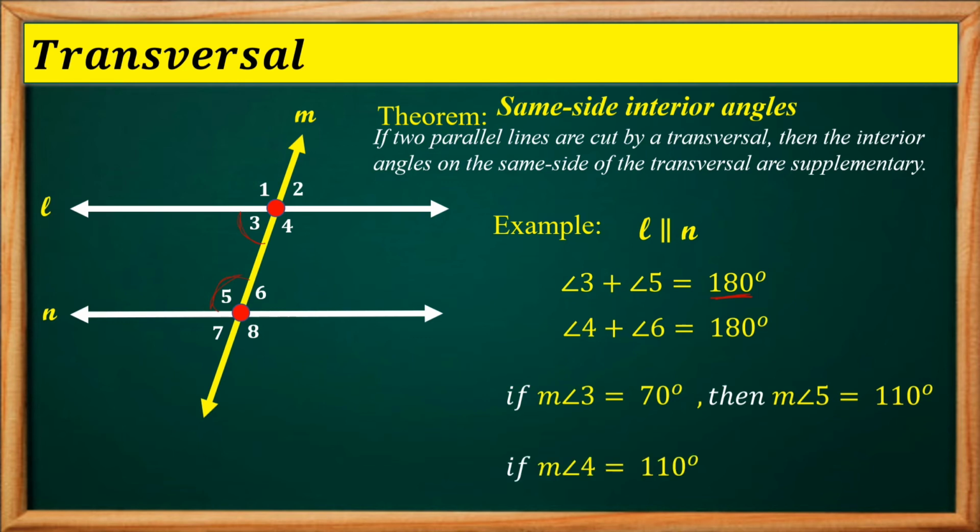If the measure of angle 4, for example, is 110 degrees plus blank equals 180 degrees, what do we add to make 180? We have 110. Or simply subtract 180 minus 110, and that is 70. That is the same side interior angles theorem. So we have corresponding angles, alternate interior angles, alternate exterior angles, and same side interior angles.